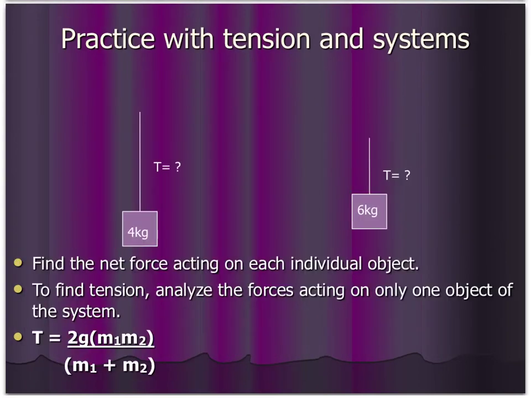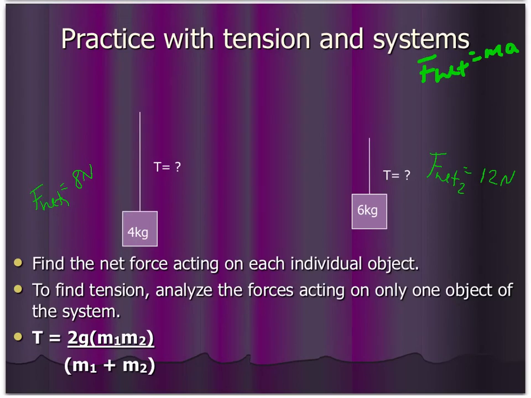Okay, our next step is to find the F net, or the net force acting on each individual object. So just like we did on all our other ones, we know that F net is equal to mass times acceleration. And so for the 4 kilogram block, we know we have 4 kilograms times our acceleration of 2 meters per second squared, which is going to give me an F net of 8 newtons. For the 6 kilogram block, same thing. F net is equal to m times a, so 6 times 2 is going to give us an F net of 12 newtons.